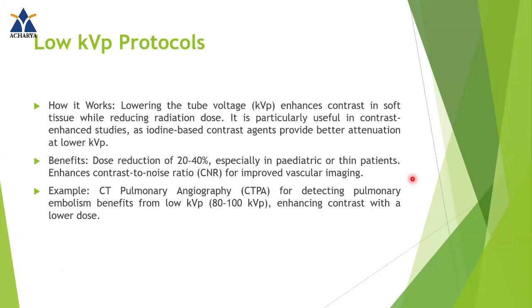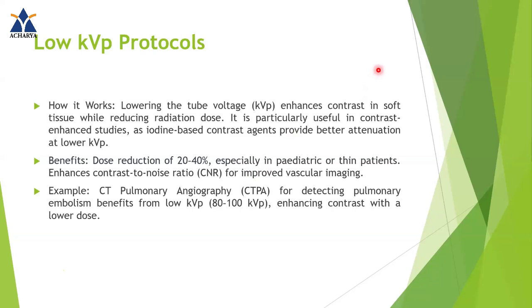For example, if we compare 120 kVp and 100 kVp, the contrast resolution is much higher at 100 kVp, because when we are using 100 kVp, the energy or penetrating power of the X-ray is less. So most of the X-rays are absorbed by the iodinated contrast media, and the contrast resolution will be very good. Like it is mentioned here, lowering the tube voltage enhances the soft tissue contrast while reducing the radiation dose, especially with iodinated contrast, not any other contrast media. Iodinated contrast features cause better attenuation at lower KVP.